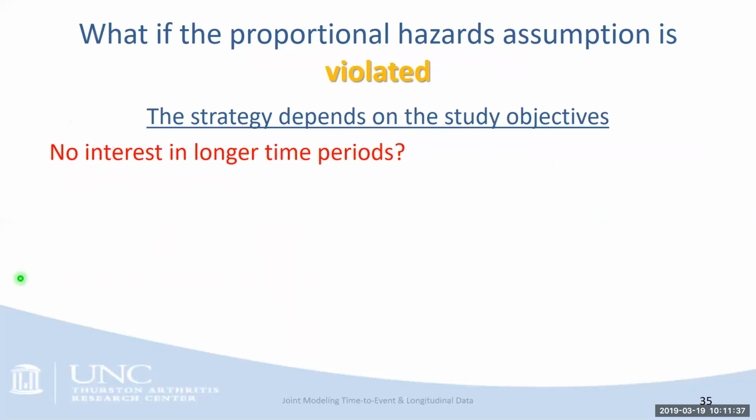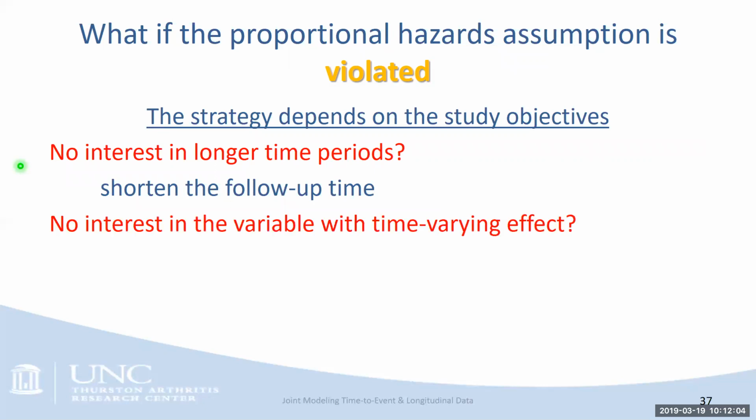But let's go back to this assumption of proportional hazards, and let's think of what we can do in the analysis when this is violated. So the strategy in this case should depend on the study objectives. For example, if there is no specific interest in very long follow-up periods, you might think of shortening the follow-up times and seeing if in that shorter follow-up time you can assume proportional hazards. But there are other approaches. As well, if you're not necessarily interested in the variable with time-varying effect, you can just think of stratifying the results by that variable.